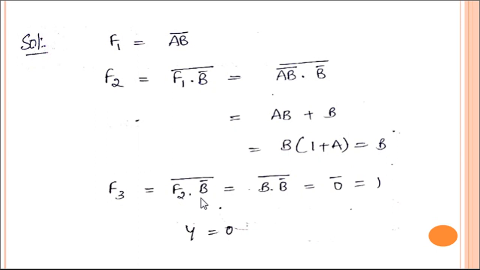So it is F2 into B bar whole bar. So what is the value of F2? It is B. So B into B bar whole bar. We know that B into B bar is 0. So 0 complement, its value is 1.